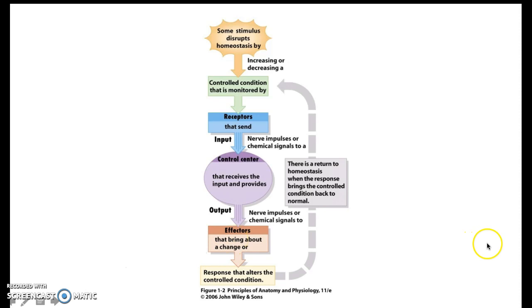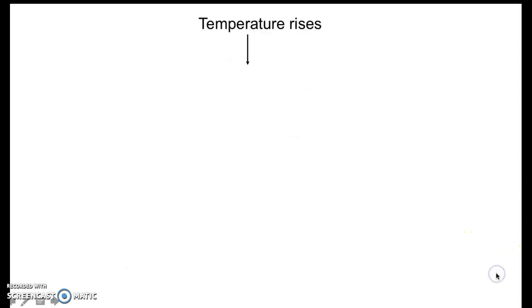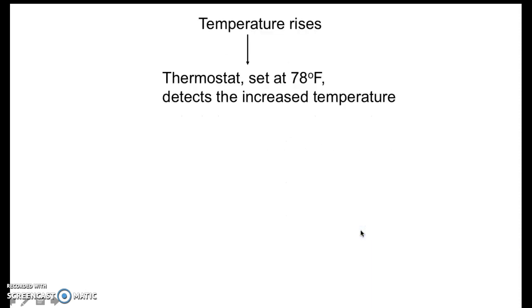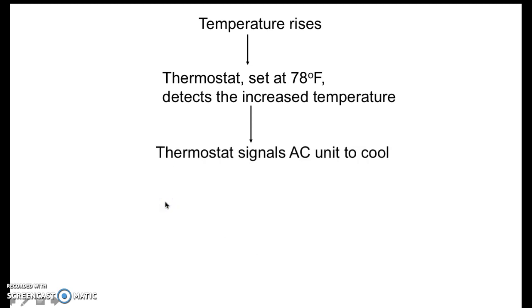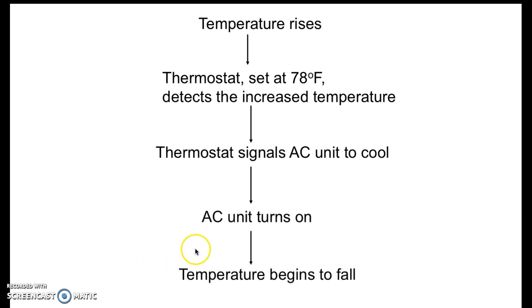All right, let's use a non-physiological example that you may be familiar with. So the temperature in your apartment is increasing. You've got your thermostat set to 78 degrees Fahrenheit. And when the temperature rises above 78 degrees, that signals the AC unit to turn on. The AC unit begins to cool, and the temperature in your apartment then begins to fall.